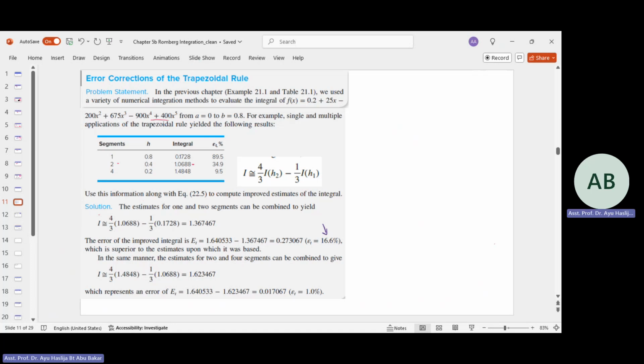Okay, we still use the equation from the previous example, the f(x) over here. Still same a and b. Now for example, single and multiple application. So you have a few segments over here with different h. Remember, different segments will have different h. Now this integral, the one that you find using trapezoid rule.